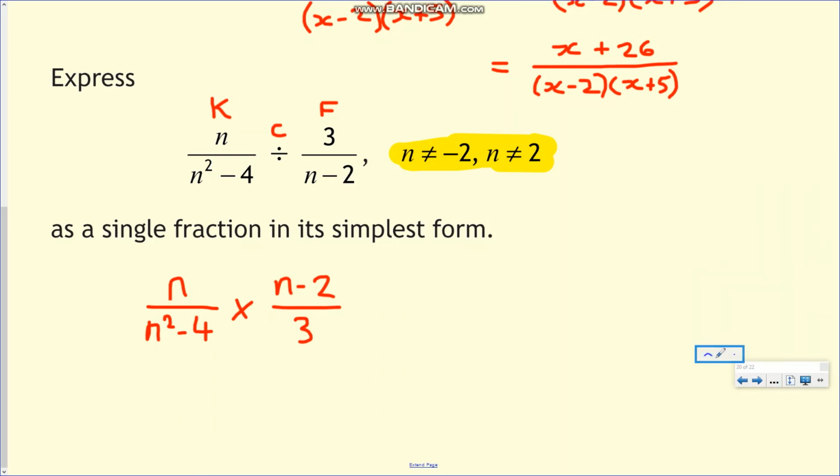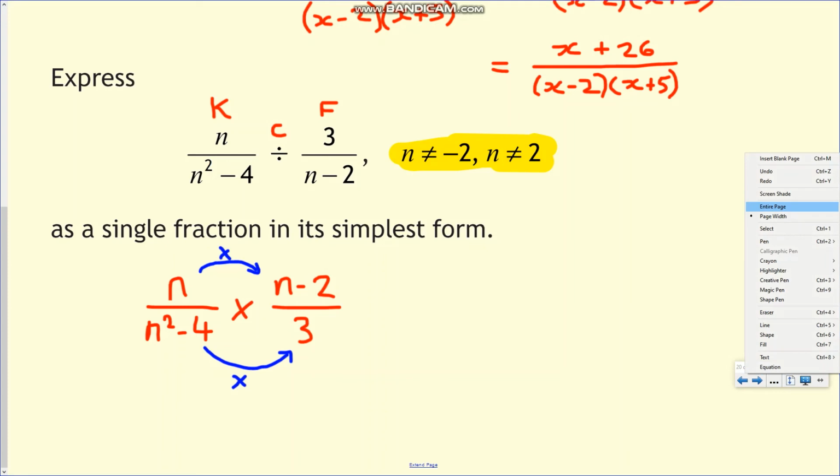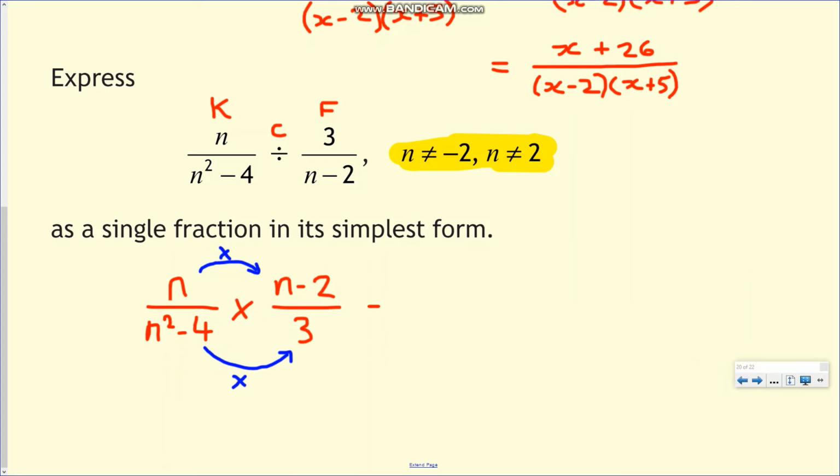Okay, when you're multiplying together two fractions, all you need to do is multiply the top half of the first fraction by the top half of the second fraction, and multiply the bottom half of the first fraction by the bottom half of the second fraction. Okay, so I'm doing n times by n minus 2. And I'm doing 3 times by n squared minus 4.